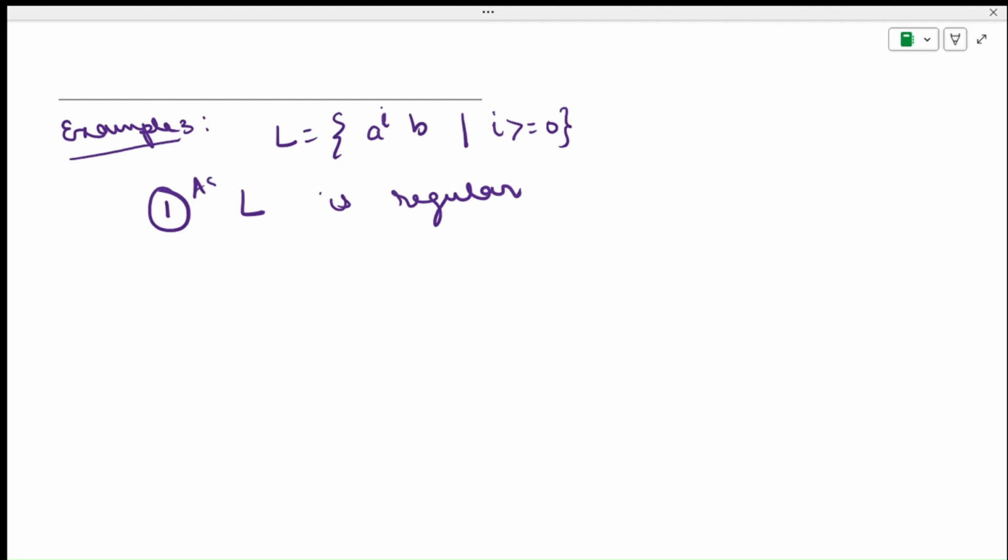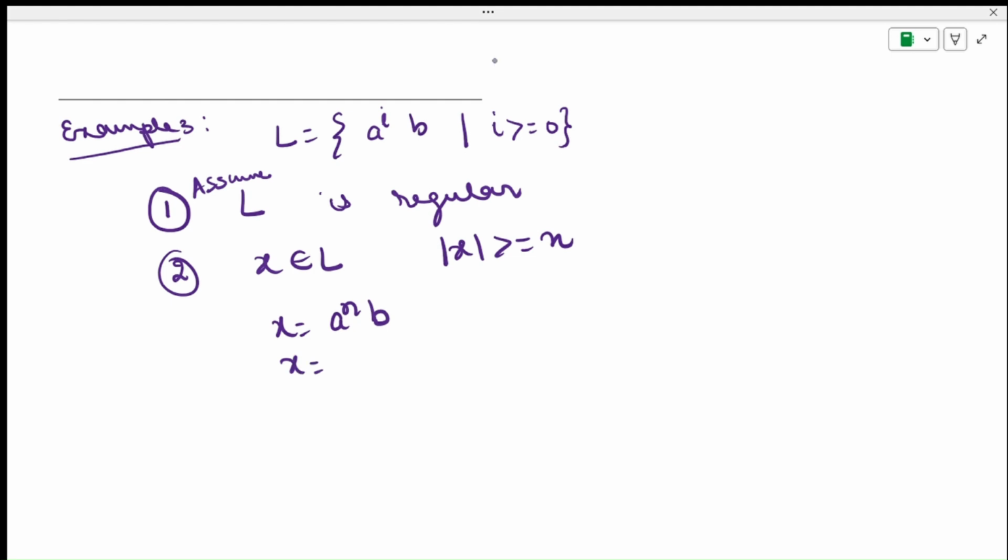We assume it as regular. The second thing is find any x that belongs to L and length of x is greater than or equal to n. So I will write this as x is a raised to the power n followed by b. We can clearly see this pattern is in the language L and length of x is greater than or equal to n. So what we need to do next, we divide x into three parts u, v and w.